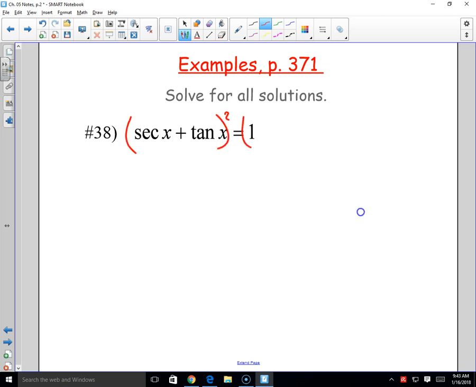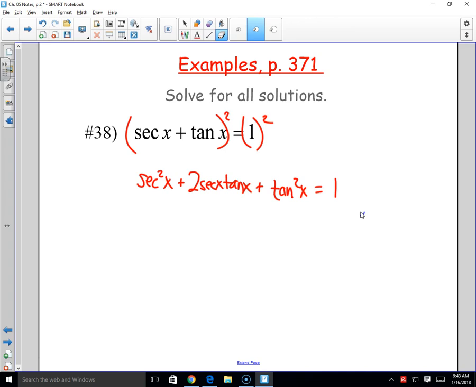We are allowed to do this, but pause. If I were you, don't write it down. Don't kill a puppy. If we were to square this, it wouldn't be secant squared plus tangent squared. It'd be secant squared, plus outer and inner times 2, plus tangent squared. You have to FOIL it. These are squares, but it's not just squares. So it's a good idea, but we're still not quite there.